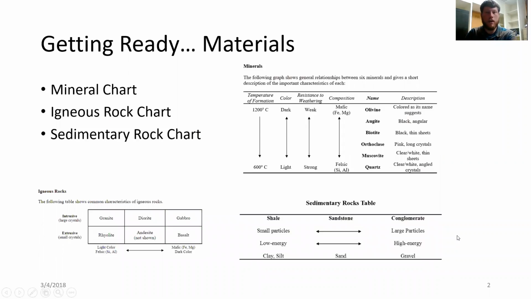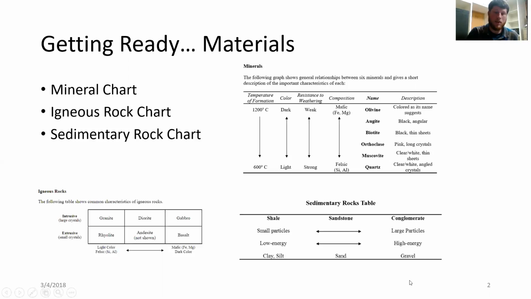So the first thing that I want to bring to your attention about lab number 7 is the use of 3 tables that you are going to employ while you answer several of the questions throughout the lab. These tables are incredibly important, so you want to download them early and make sure that you reference them a lot. They're the minerals table, the igneous rocks table, and the sedimentary rocks table.